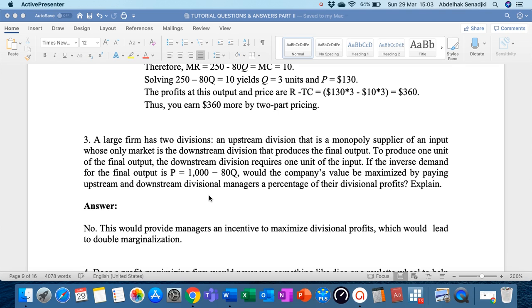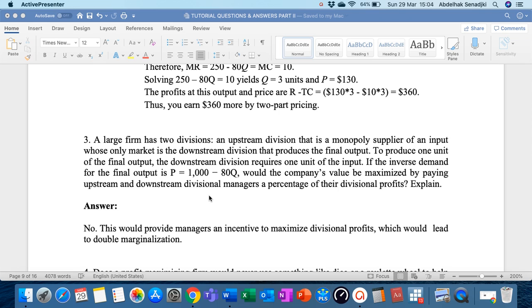Now, as a third question, a law firm has two divisions. An upstream division that is a monopoly supplier of an input whose only market is the downstream division that produces the final product or final output. To produce 1 unit of the final output, the downstream division requires 1 unit of the input. If the inverse demand for the final output is P equals 1000 minus 80Q, would the company value be maximized by paying upstream and downstream divisional managers a percentage of their individual profit?